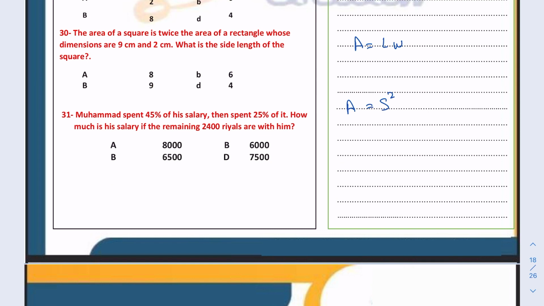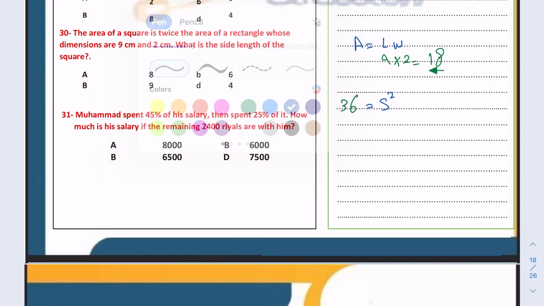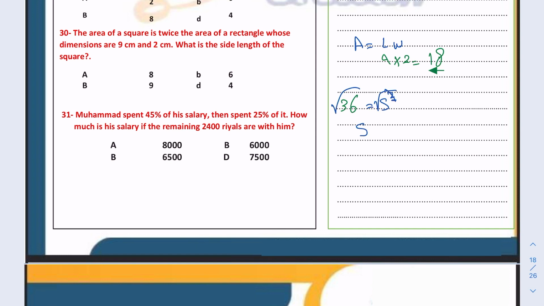Area of rectangle equals length times width, which is 9 times 2 equals 18. He said that the area of a square is double the area of the rectangle. So if the area of the rectangle is 18, double 18 will be 36. I told you a few minutes ago, if you have power 2, use the radical to cancel it. Use the radical here. So the side will be equal to 6. Let's take the next question.